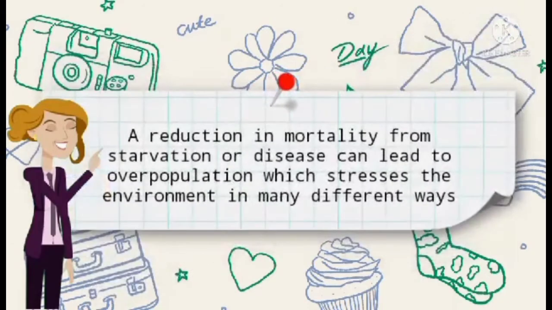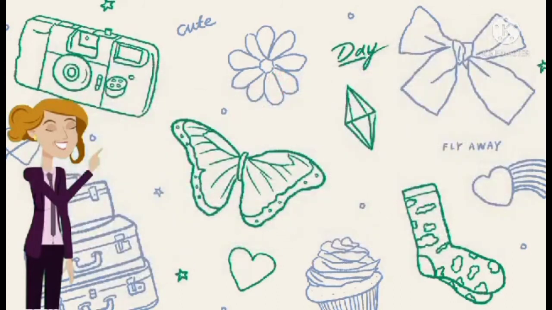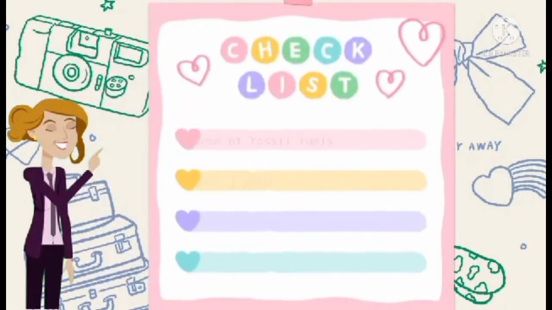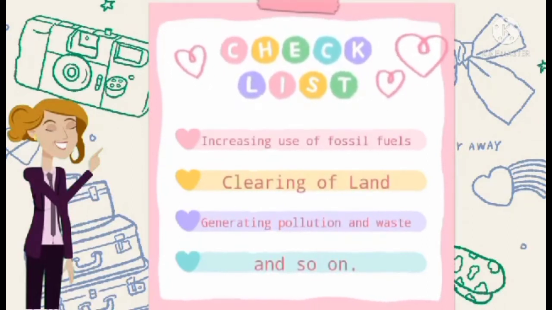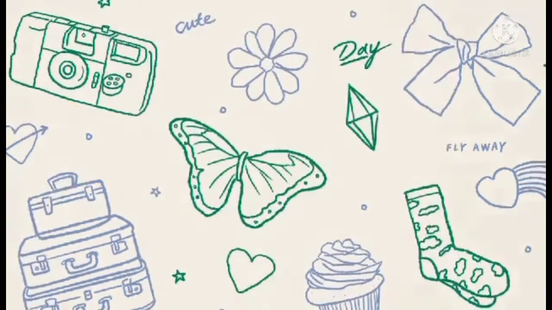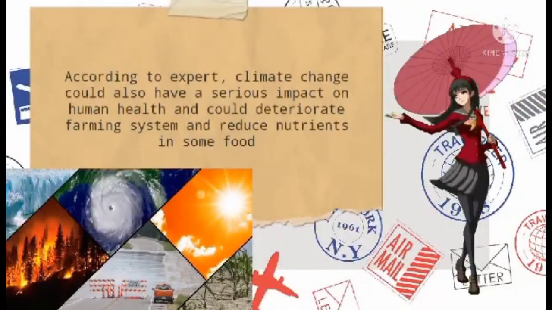A reduction in mortality from starvation or disease can lead to overpopulation, which stresses the environment in many different ways. Like increasing use of fossil fuels, clearing of land, generating pollution and waste, and so on. According to experts, climate change could also have a serious impact on human health and could deteriorate farming system and reduce nutrients in some food.